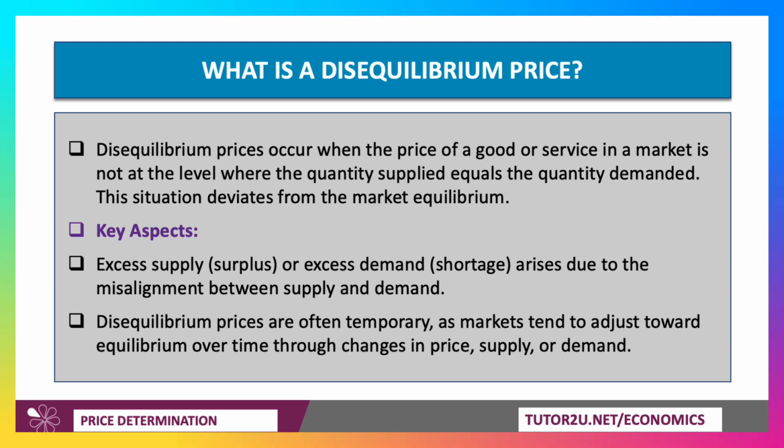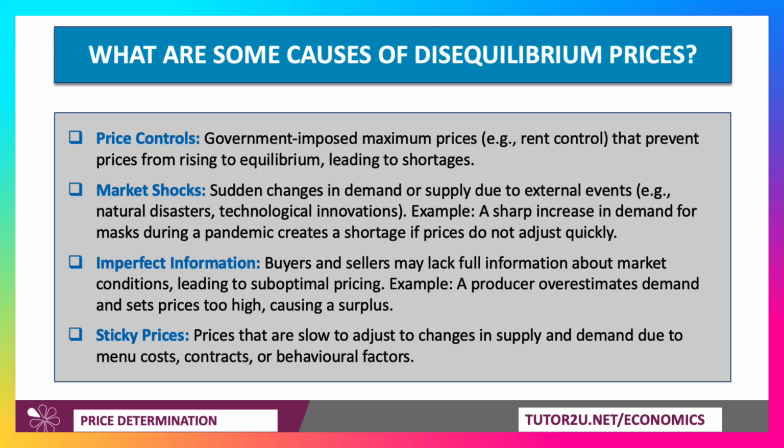Now, disequilibrium prices are often temporary. They don't have to be. Markets tend over time to adjust towards equilibrium through changes in price, changes in supply or demand, or all of them. So what are some of the main causes of disequilibrium in a market?